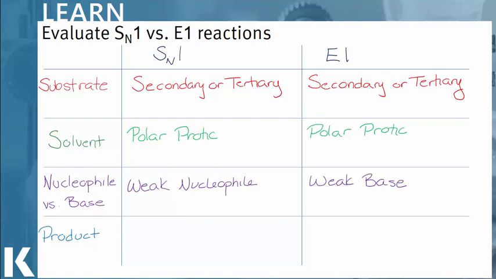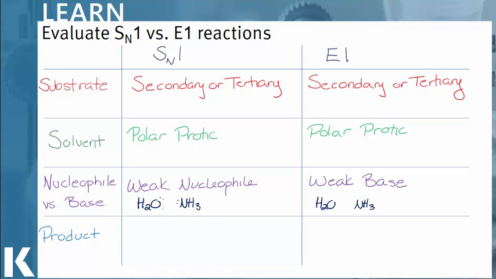So an example of some weak nucleophiles would be water or something like ammonia. They both just have lone pairs of electrons, and that's what makes them nucleophiles, but because they don't have a full negative charge, they are weak nucleophiles. However, both water and ammonia are weak bases. And this is why SN1 and E1 reactions compete with each other. They have all of the same substrate and solvent conditions, and also weak nucleophiles can be weak bases.